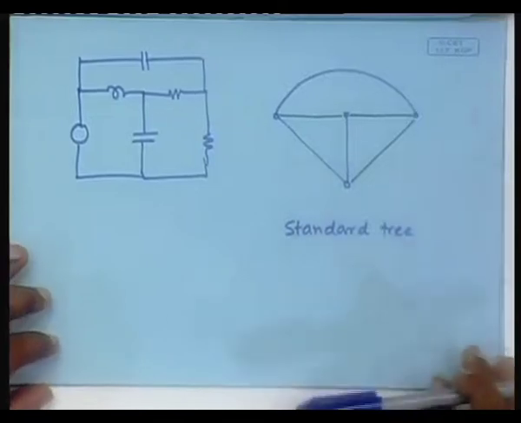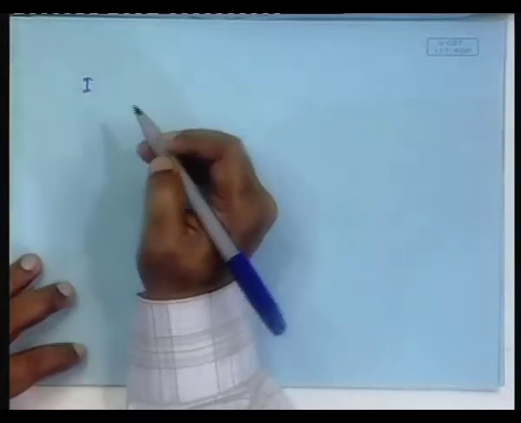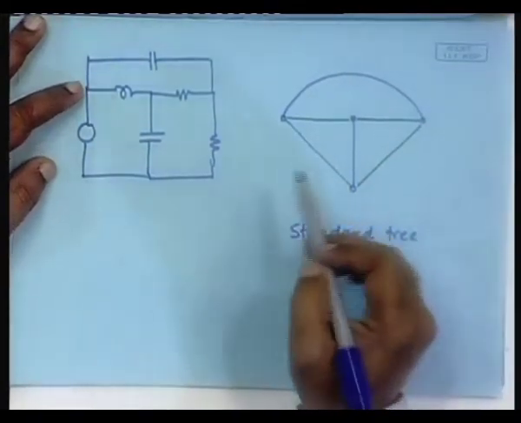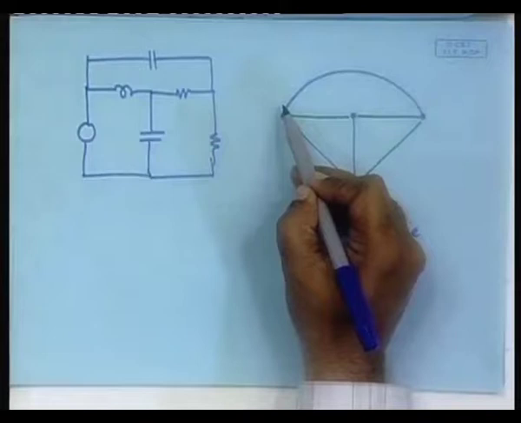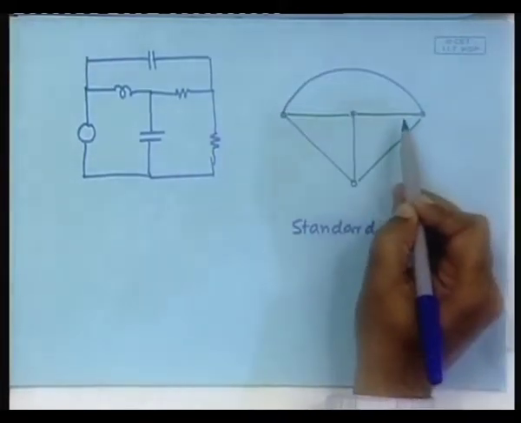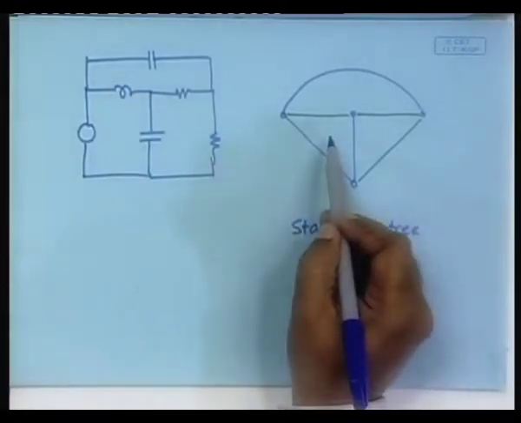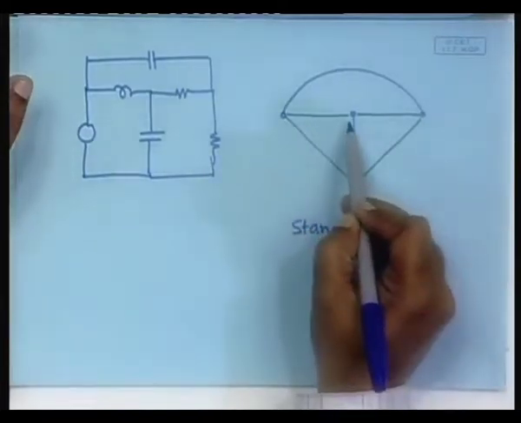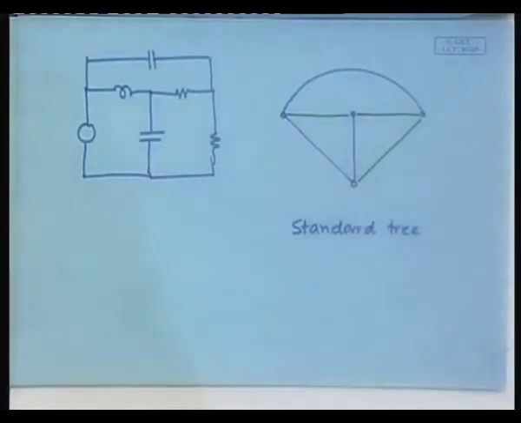So, we will write that since the capacitors are included in the tree, therefore, the state variables will be the capacitor voltages that are included in the tree. The way we have drawn it, the inductors will be in the core tree. So, the state variables will be those inductor currents that are included in the core tree. Fine. So, we have identified the state variables.